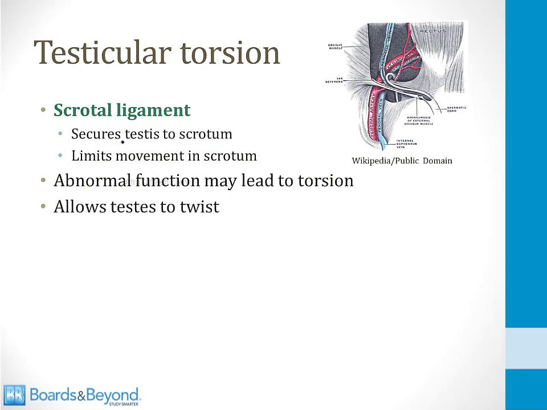In the scrotum is a structure called the scrotal ligament, which secures each testis to the scrotum and limits movement of the scrotum. If this ligament is abnormal or stretched or floppy, that can lead to torsion because it can allow the testes to twist.